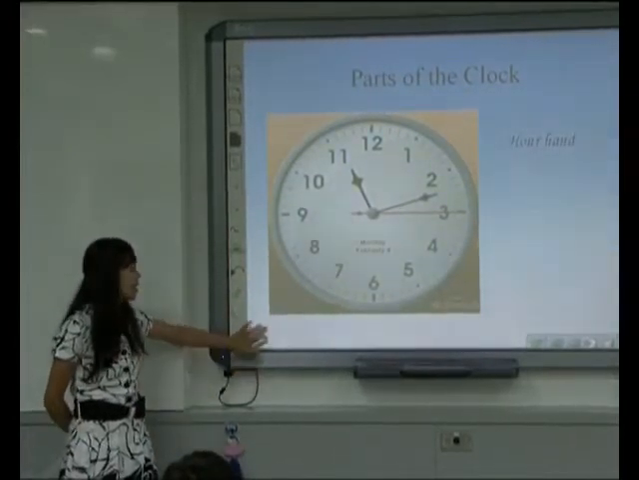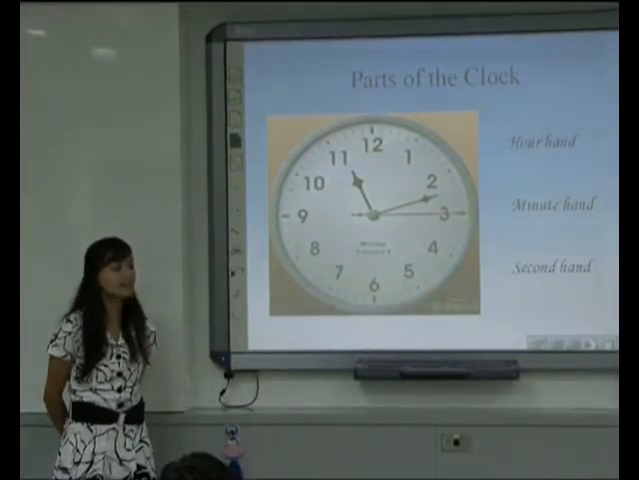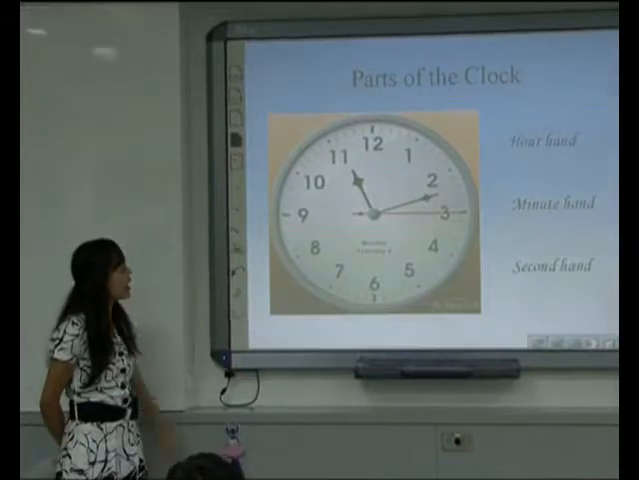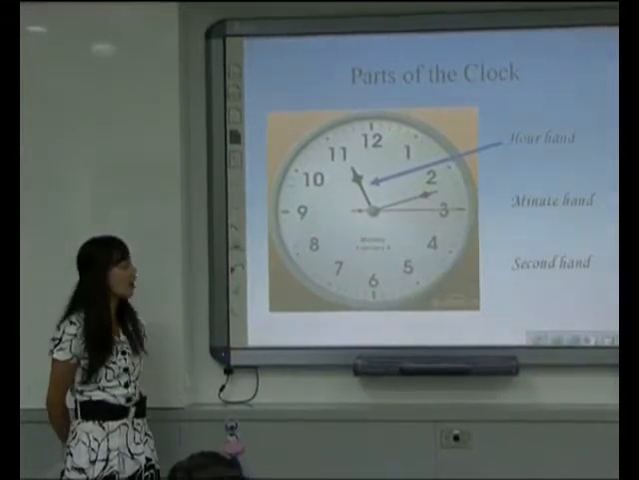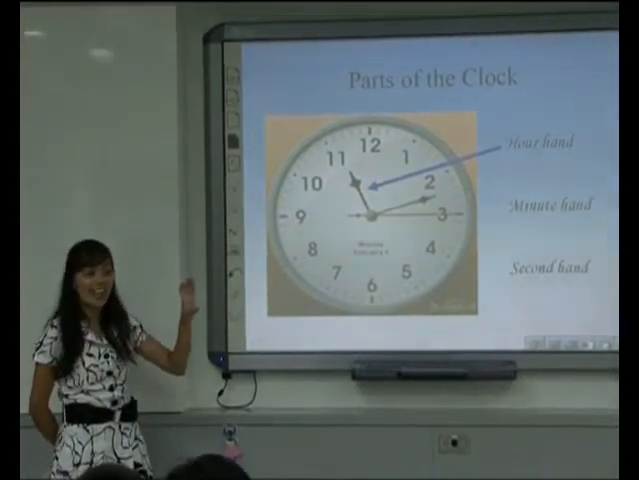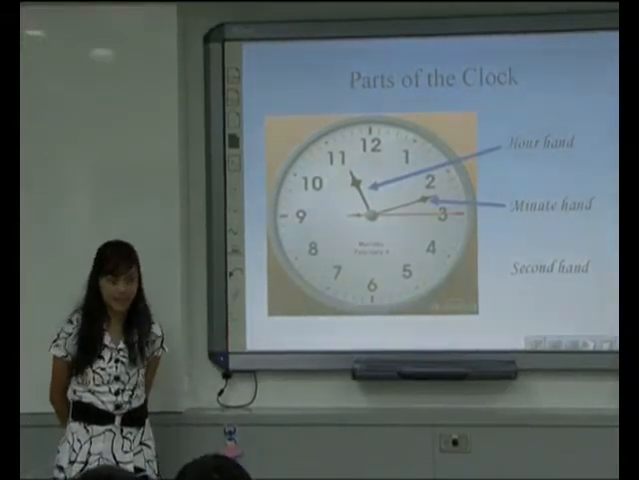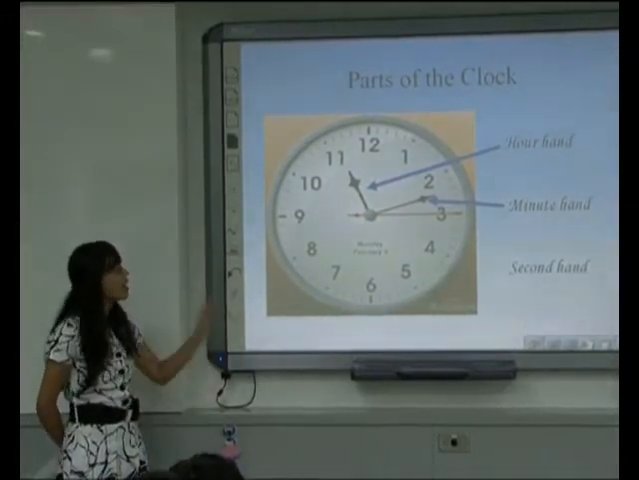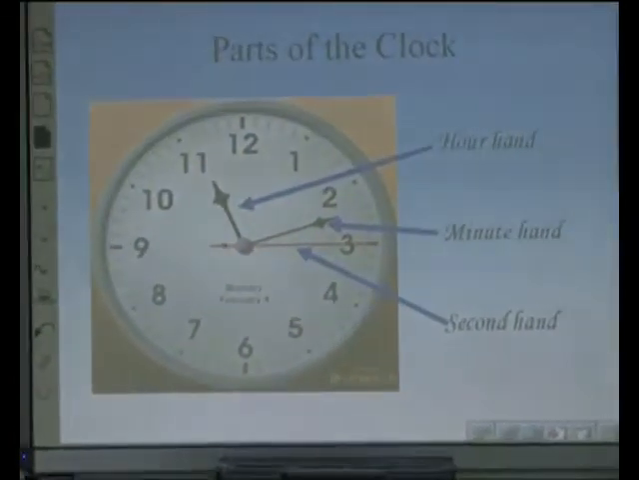Yes, very good. The next one is? Minute hand. The third one is? Second hand. Okay, the hour hand is there. That is the hour hand. Take note, or remember, that it is the short hand. And the minute hand, of course, is the longer one. And the last one, the longest but the thinnest, that is the second hand.